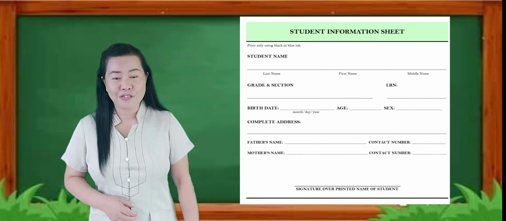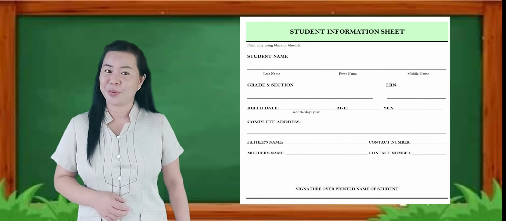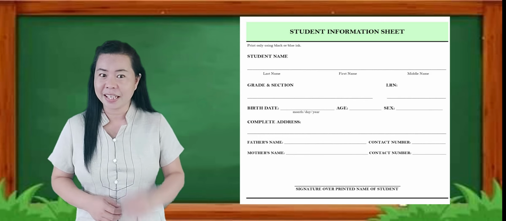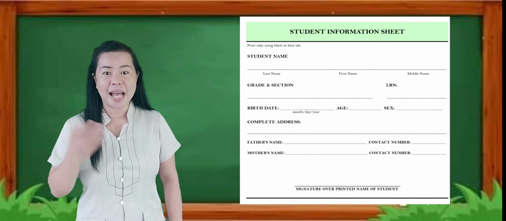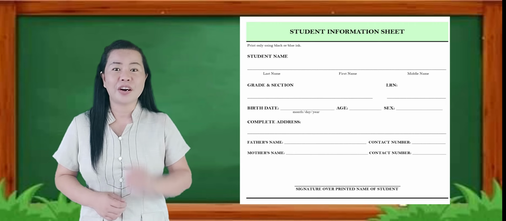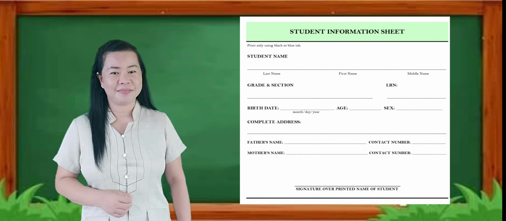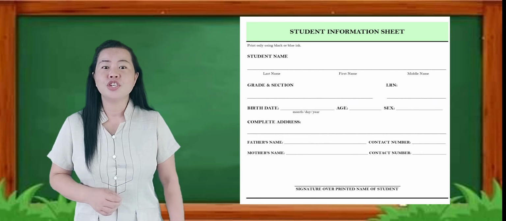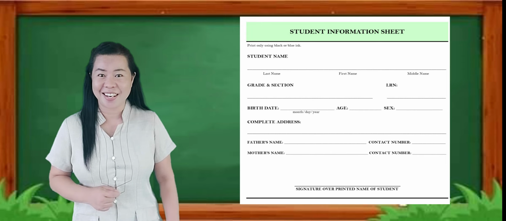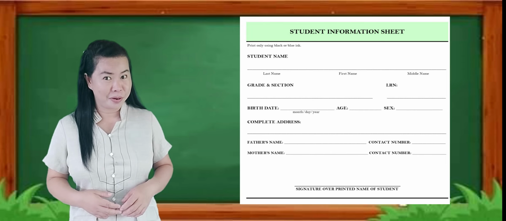Now, for your father's name and mother's name, did you write their names correctly? It is safe to follow the pattern on how you wrote your name in the form, starting with last name, first name, and middle name. Their contact number should also be complete and correct. Did you write your name and sign above it?